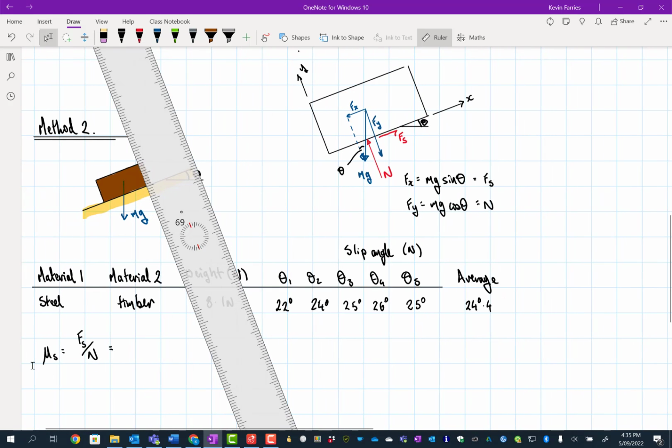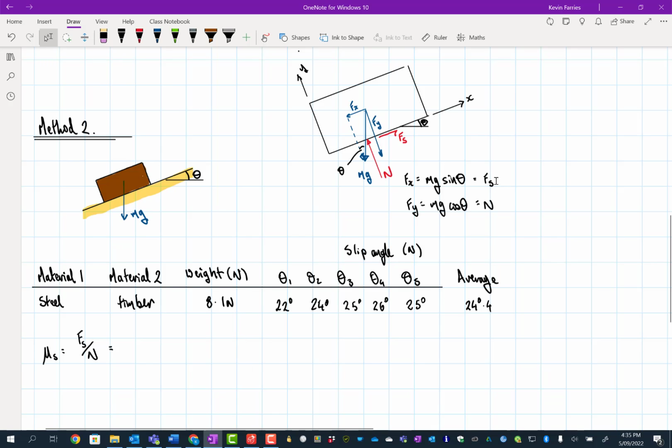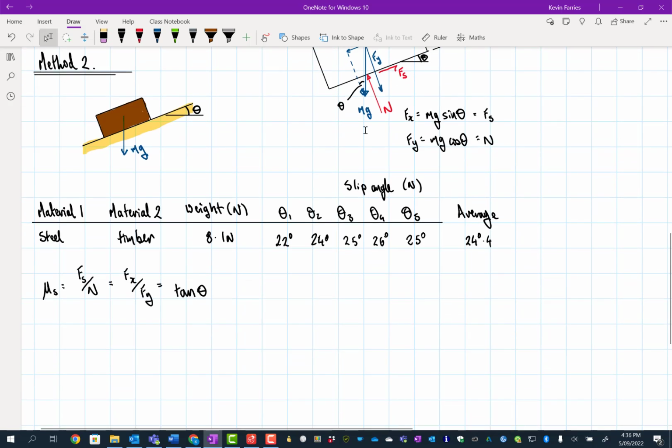And so our coefficient of friction, remember, is just Fs divided by N, which is exactly the same as Fx divided by Fy, because of these equations that we just wrote down. And we can see something else. Fx over Fy is just this over this, which is opposite over adjacent. So that is exactly the same as tan theta. And so theta is just equal to the angle of friction.